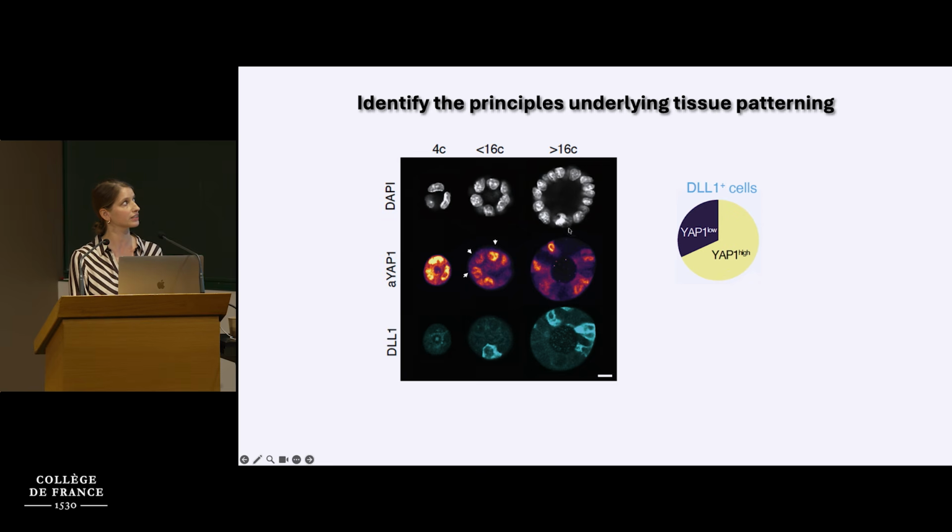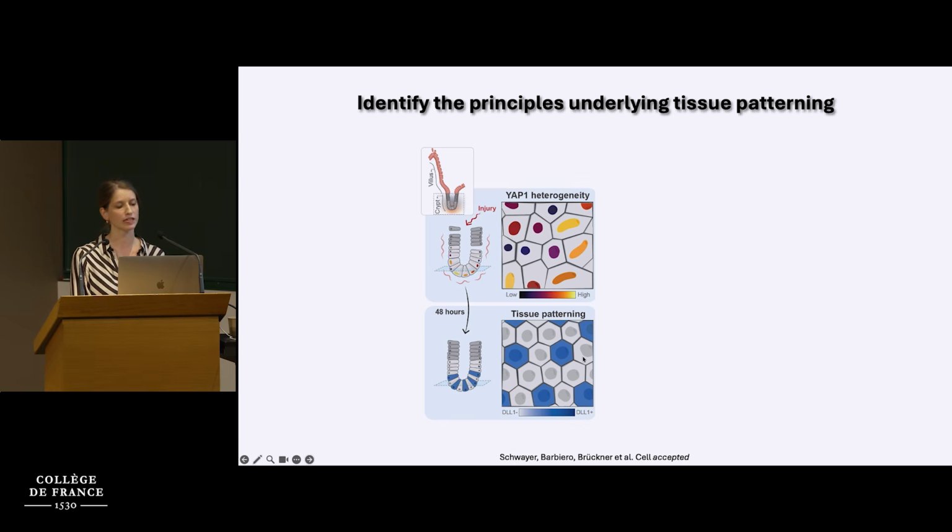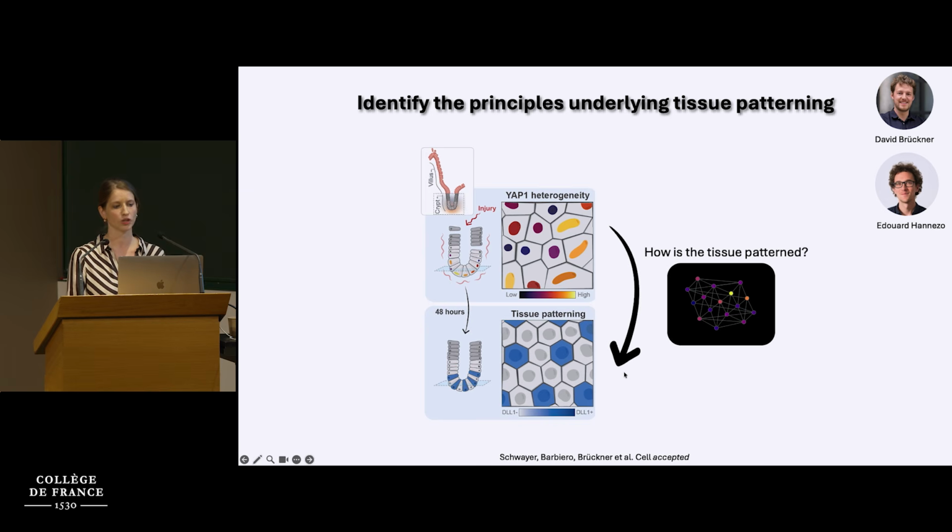And interestingly, if we now look at all the delta positive cells, we see that the majority of the delta positive cells have high YAP activity. However, there is a big mismatch between the number of YAP active cells, as you can see here, compared to the delta positive cells. So what is the regulatory principle in this transition? And specifically, how does the gut or the tissue go from a metastable heterogeneity case to a stable cell fate patterning? To understand this, we collaborated with David Bruckner and Edouard on this project to really understand the regulatory principles.